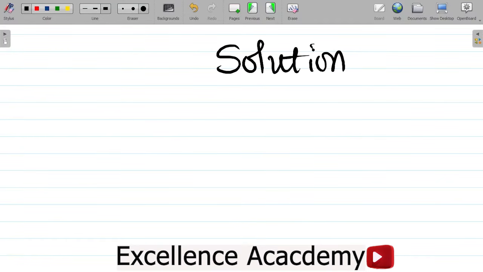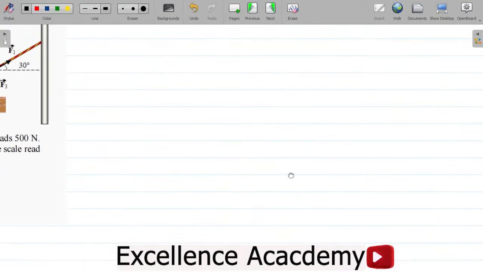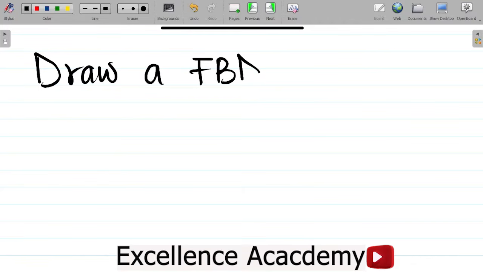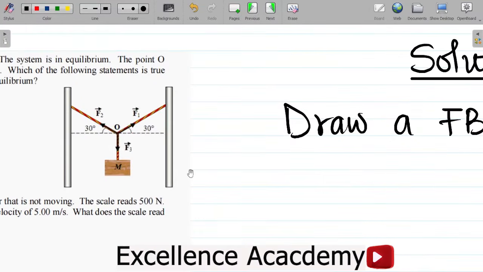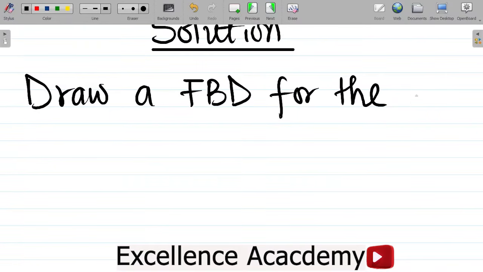Solution. For this, I'm just going to draw a free body diagram. I'm calling this FBD, which represents free body diagram. A free body diagram is simply a diagram that shows all the forces acting on a particle at a particular time. So draw a free body diagram for the mass, mass M.